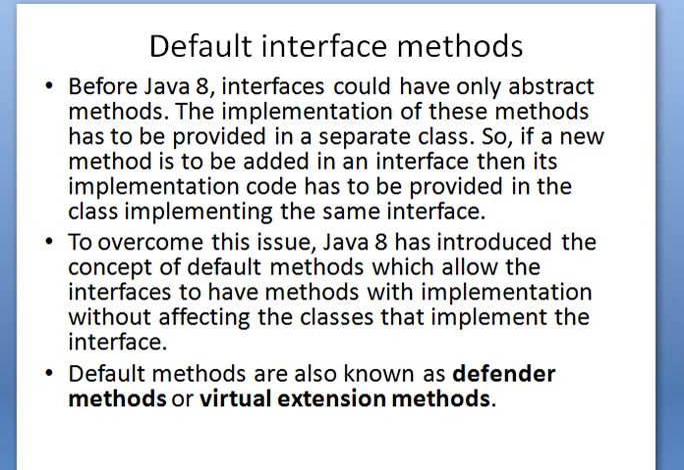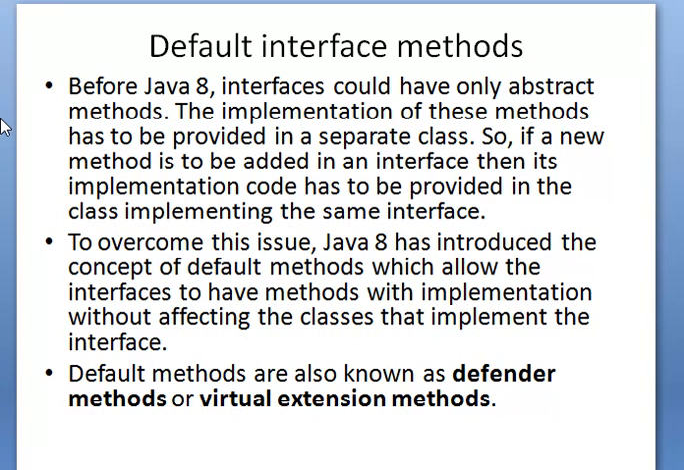But here, before Java 8, an interface could have only abstract methods. The implementation of these methods has to be provided in a separate class. So if a new method is to be added in an interface, then its implementation code has to be provided in the class implementing the same interface. So from this para, we come to know that if afterwards we add one new method to an interface, it is the responsibility of the child class to give the implementation of that newly added method, even though that class does not require it. So this is an issue.